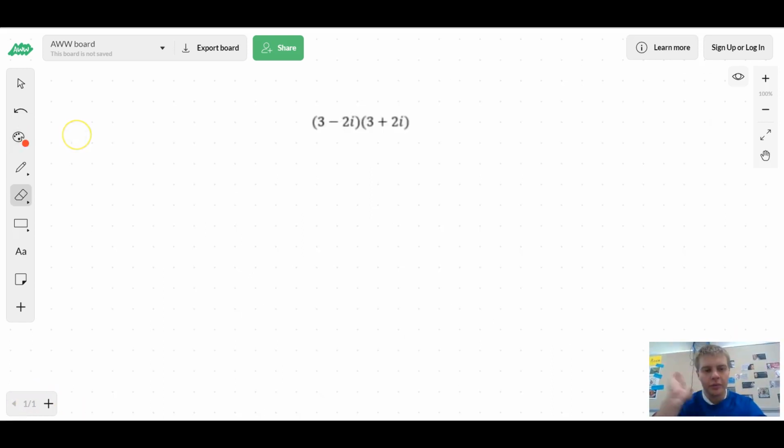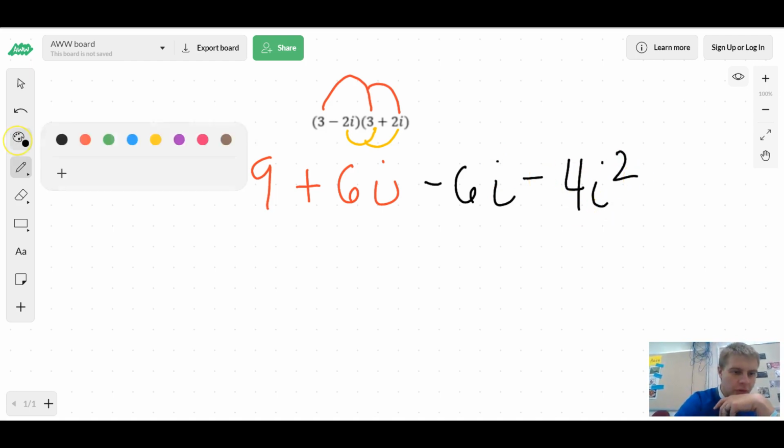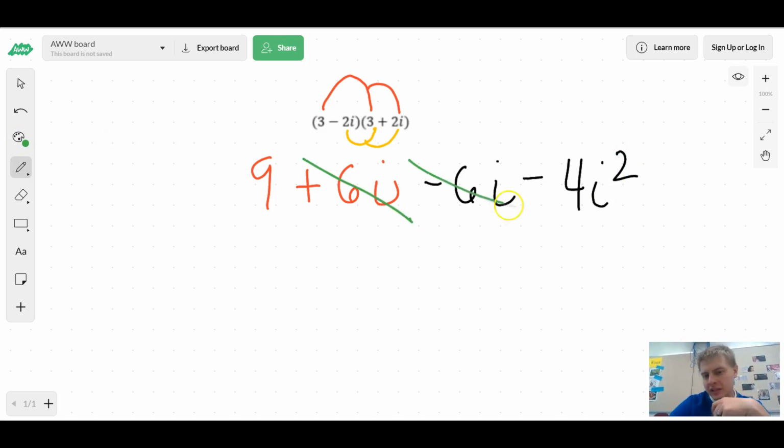Okay, so for the second problem, what they want us to do is distribute. So we're going to take this and distribute. But we're going to distribute this to here and this to here, which will give me 9 plus 6i. Then we're going to distribute this to here and this to here, which will give me negative 6i minus 4i squared. Well, we know that the positive 6i and the negative 6i would cancel. And so what you're going to be left with is 9 minus 4i squared.